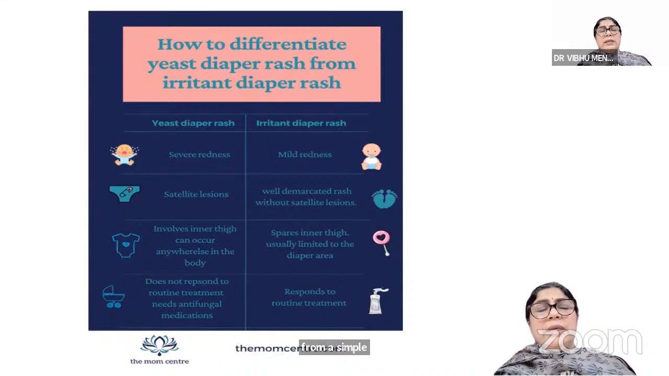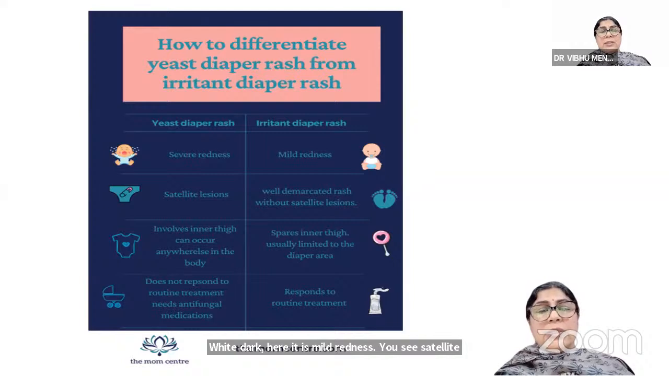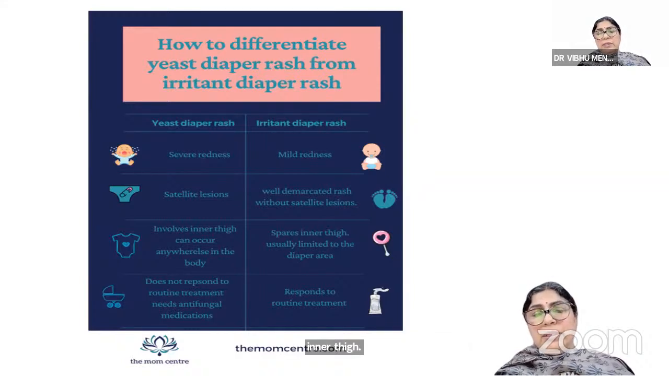In yeast, because it is an infective condition, the redness will be quite dark. Here it is mild redness. You see satellite lesions in candidal diaper dermatitis. It involves the inner thigh. It does not respond to the routine treatment and needs antifungal treatment.